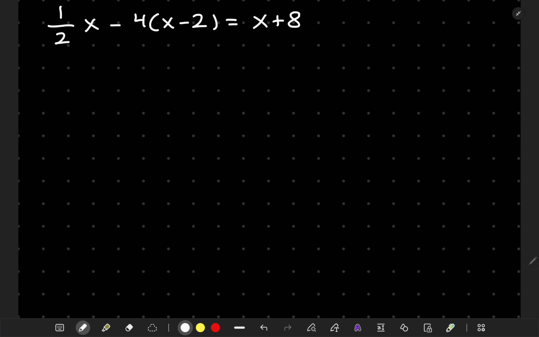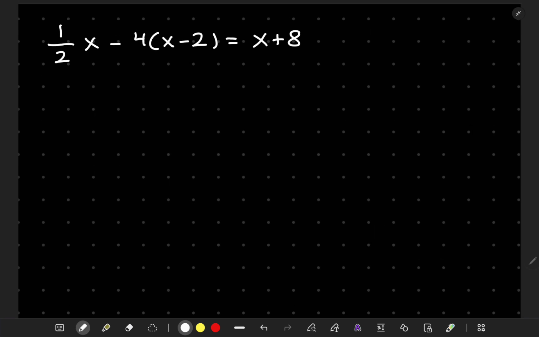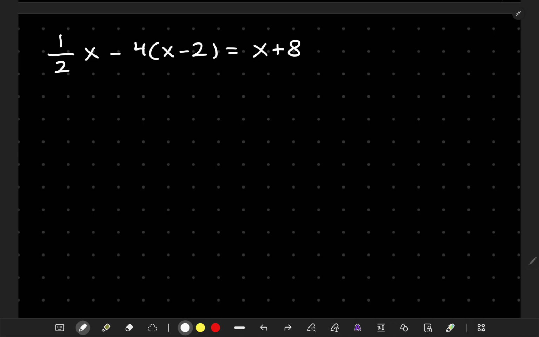Let's look at the last one, which I think is considered the most difficult one in the distribution as well as everything else. So I notice that I have distribution right here, but I also notice I have a fraction right here. So you might be thinking, okay, which one do I get rid of? Should I do distribution first, or should I do the fraction first? I think, honestly, you can go either or.